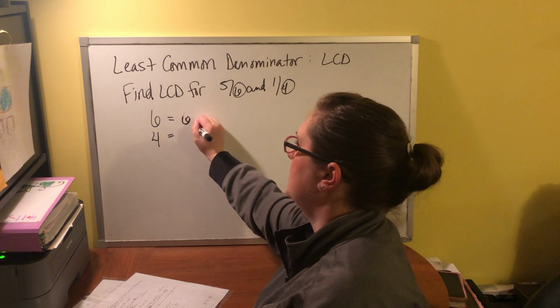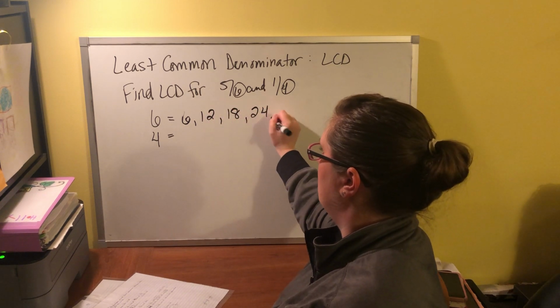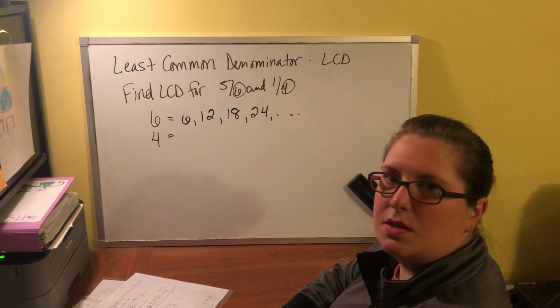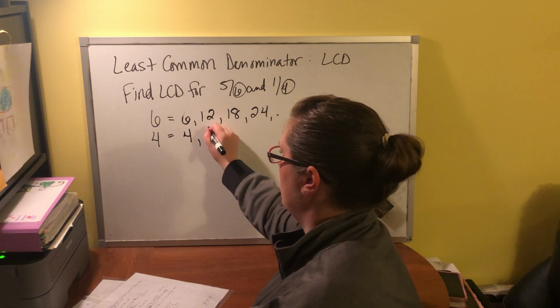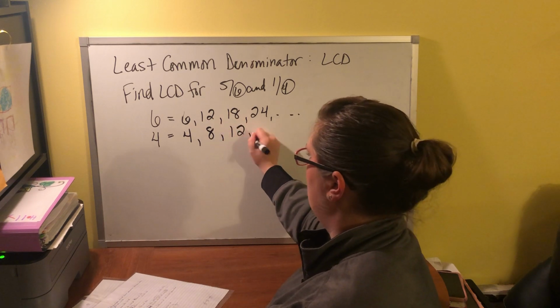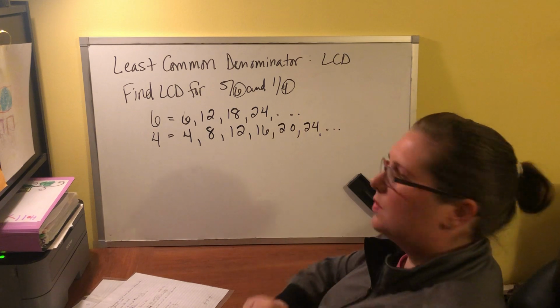6 times 1 is 6, 6 times 2 is 12, 18, 24, and so on and so forth. Same thing with 4. 4 times 1 is 4, 4 times 2 is 8, 12, 16, 20, 24, and so on and so forth.